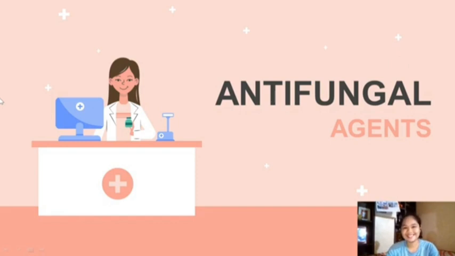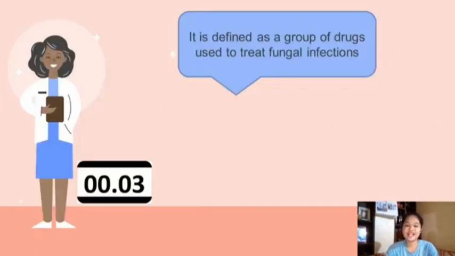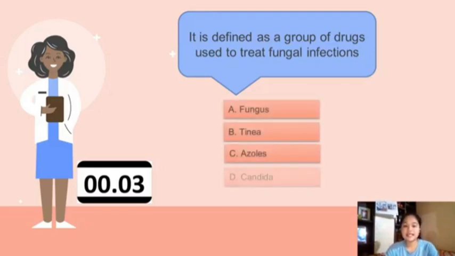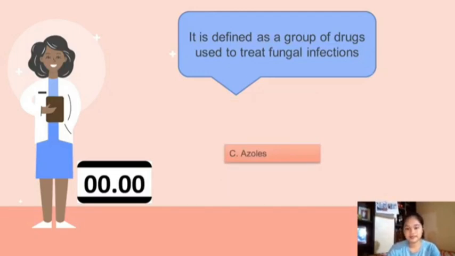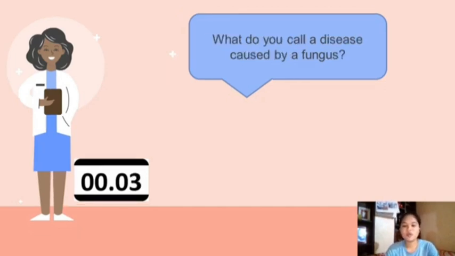Let's go. For our first question, it is defined as a group of drugs used to treat fungal infections. A. Fungus, B. Tinea, C. Azoles, or D. Candida. The correct answer is C. Azoles.